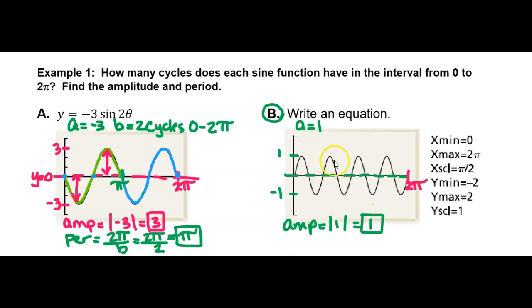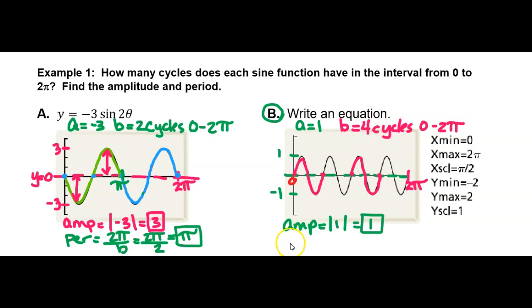All right, awesome. All right, let's look at the b value, which we need to get our period. So how many cycles do you see between 0 and 2 pi? Count how many you see. So I see from there to there. So there's a hill and a valley. And I see a second one from there to there. I see a third one. And then I see one more. So my b value is 4. I have 4 cycles between 0 and 2 pi.